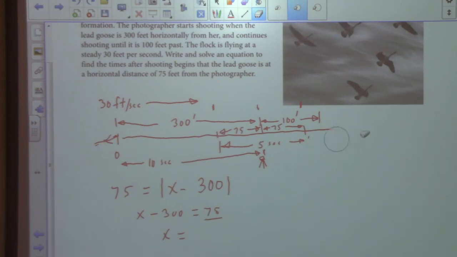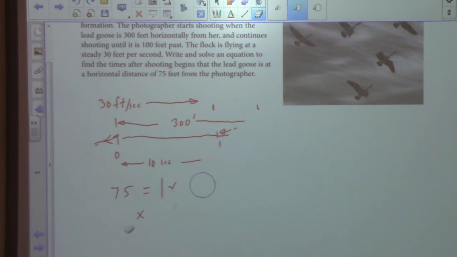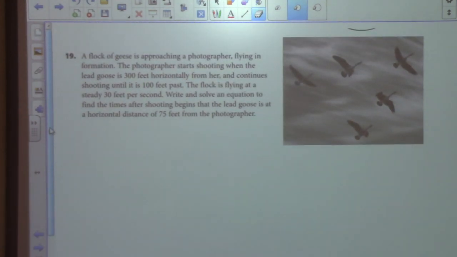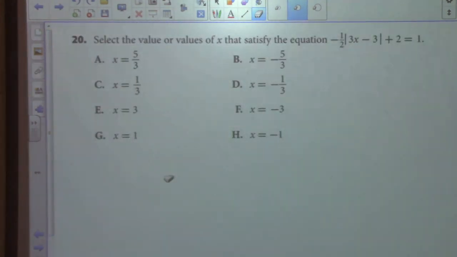Select the value. Okay. This one right here: select the value or values of x that satisfy the equation. What could you do for this? What would be a strategy for this one? I would just solve this equation and you would just see which it is. Did anybody solve that yet?